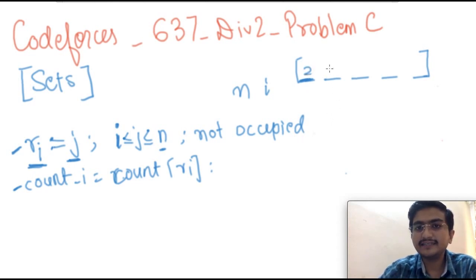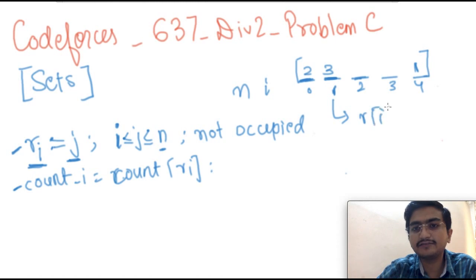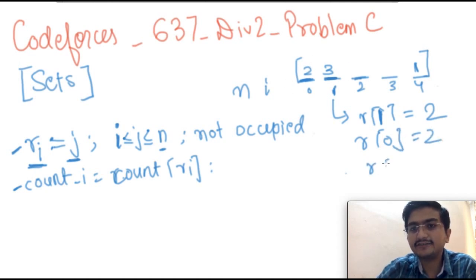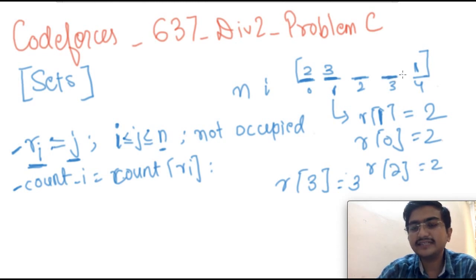Suppose these numbers are filled and these numbers are filled, and the positions are 0 1 2 3 4. Then Ri of 1 will be equal to 2, because it is the first element which is not filled after the first element. R of 0 will also be equal to 2, because the first element which is not filled, right? R of 2 will be equal to 2, but r of 3 will not be equal to 2, but instead will equal 3. Why so? Because it has to be greater than or equal to i, right?